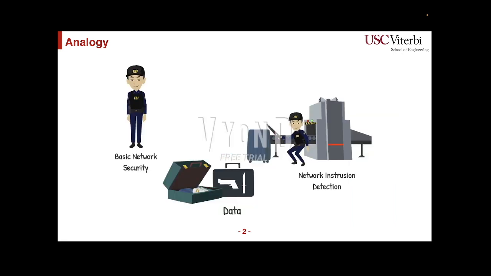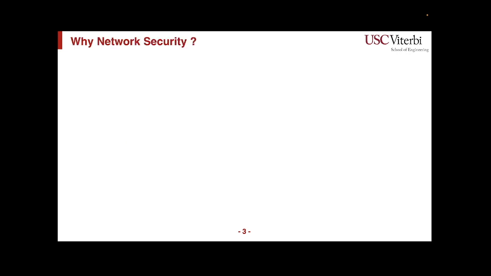A similar situation can be seen with respect to network security, where Jay, our TSA officer, maps to existing network firewalls, and the bags are similar to data which can also contain malicious information. What we need is a robust security like the combination of Jay and the scanner, which would be a network intrusion detection system. But before looking into a network intrusion detection system, let's look into why we need network security.